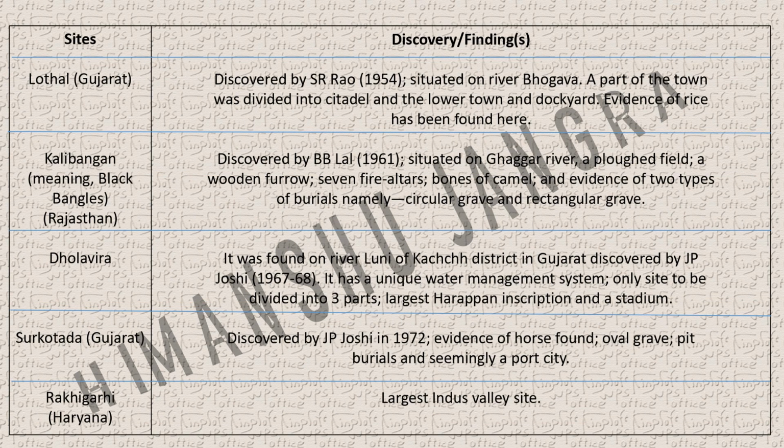Lothal, Gujarat. Discovered by S.R. Rao in 1954, situated on the River Bhogava. The town was divided into a citadel and a lower town, and had a dockyard. Evidence of rice has been found here.